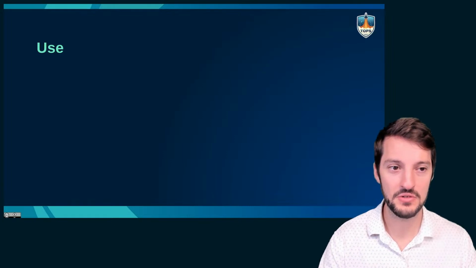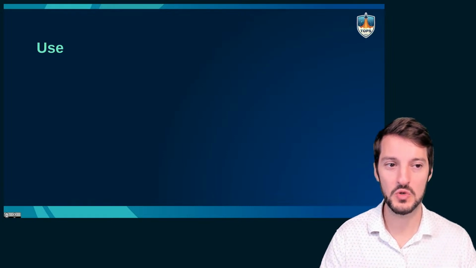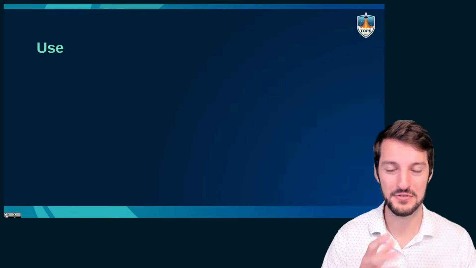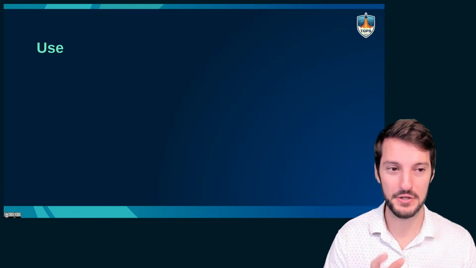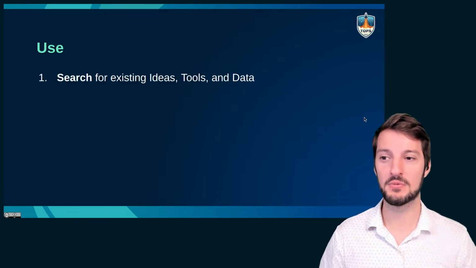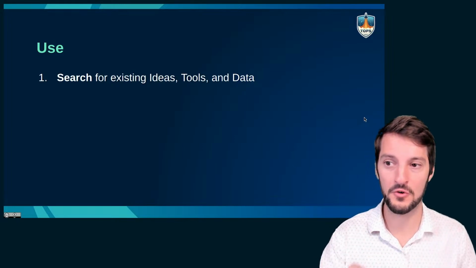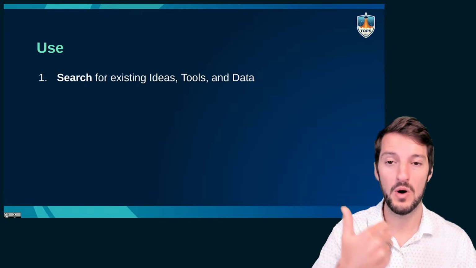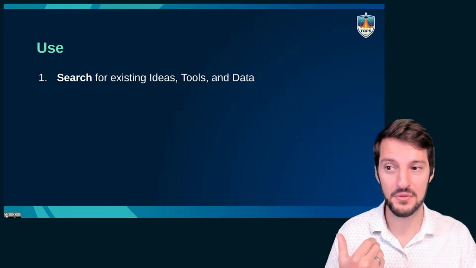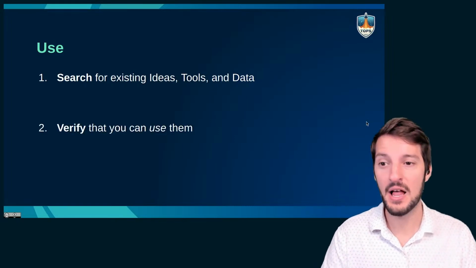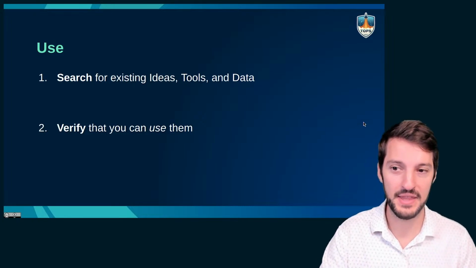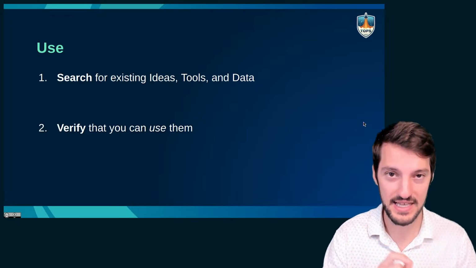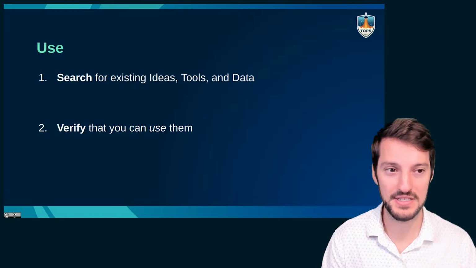When you use something, I said that there are 2 primary sub-processes here for using something. The first thing we want to be able to do is to search for existing ideas, tools, and data. Once we are able to find something through some type of search methodology, then we want to verify that we can use them. All right, so it's a 2-step process here.